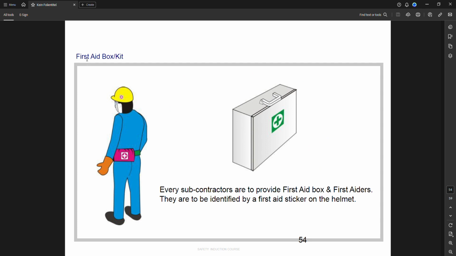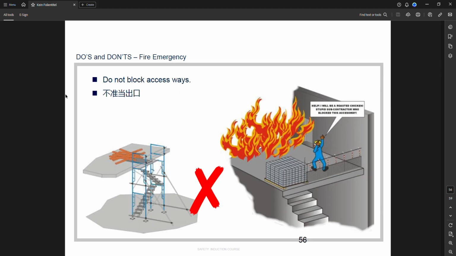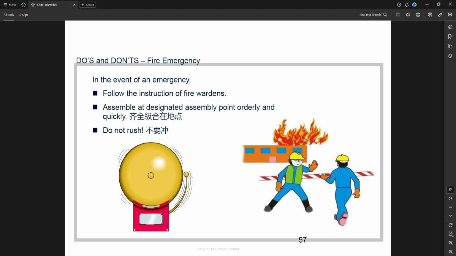For the first aid box, every subcontractor is to provide a first aid box and first aider. Emergency. In case of emergency, contact the site medical and site safety department immediately. Then we will get the first aider to solve the issue. Do not block the access, similar to this. In the event of emergency, follow the instructions of the fire warden.